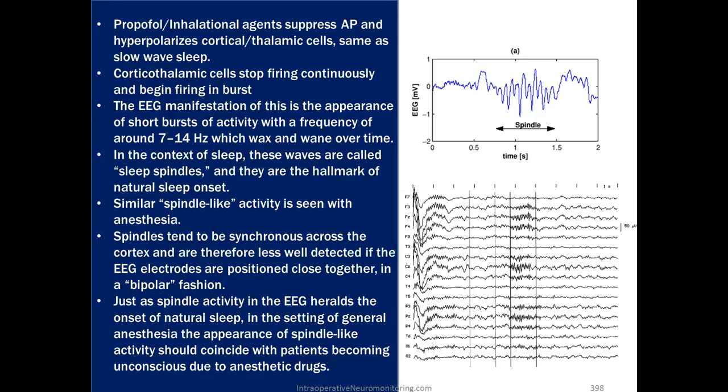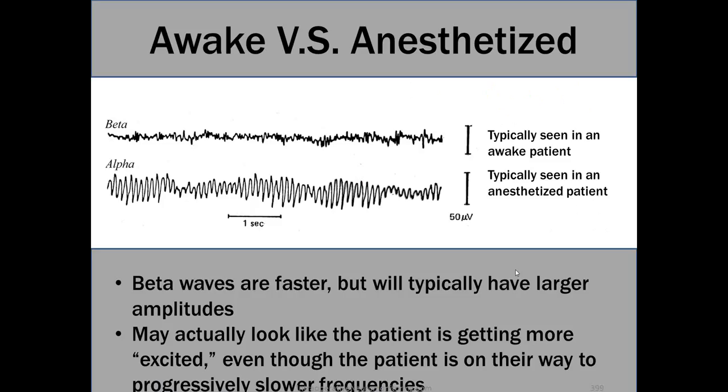Spindles tend to be synchronous across the cortex, and therefore less will be detected if the EEG electrodes are positioned close together in a bipolar fashion. Just as spindle activity in EEG heralds the onset of natural sleep, in the setting of general anesthesia, the appearance of spindle-like activity should coincide with patients becoming unconscious due to anesthetic drugs. And again, we have patterns of these sleep spindles.